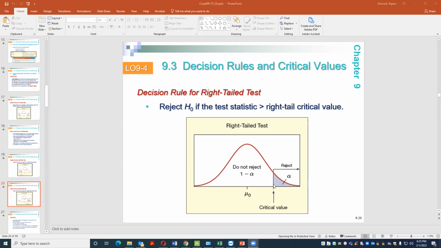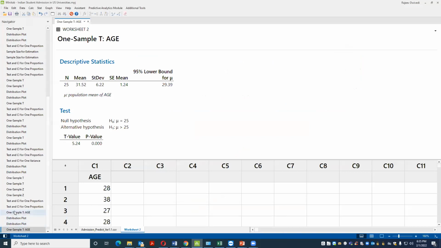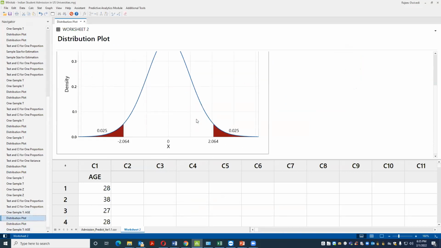And the critical value is this. Beyond that value, you can reject. And how do you get the critical value? Simply going on Minitab and getting the critical value, like we did in this case.